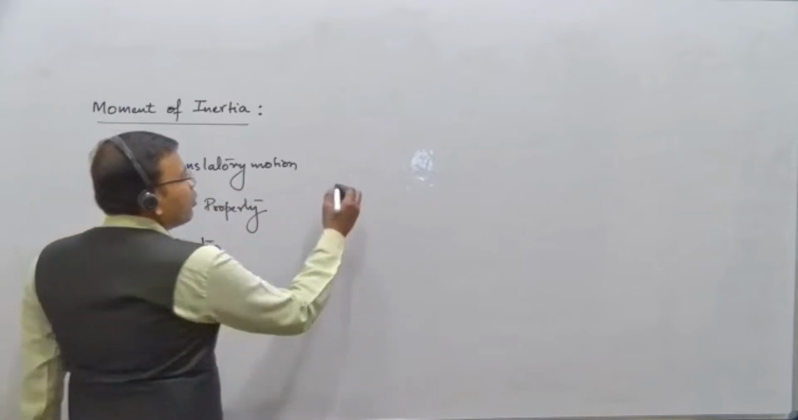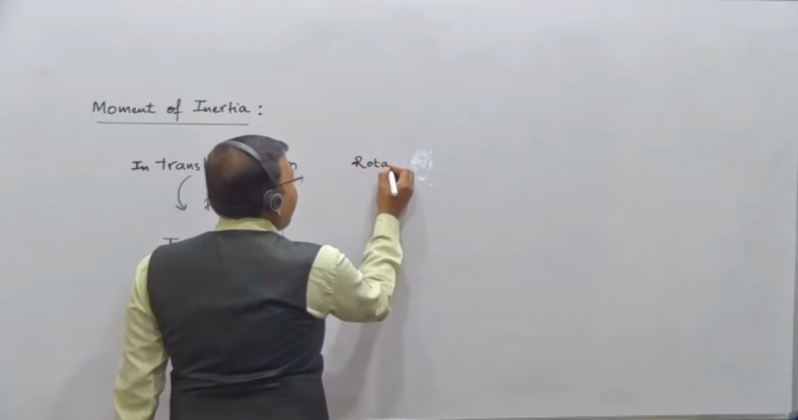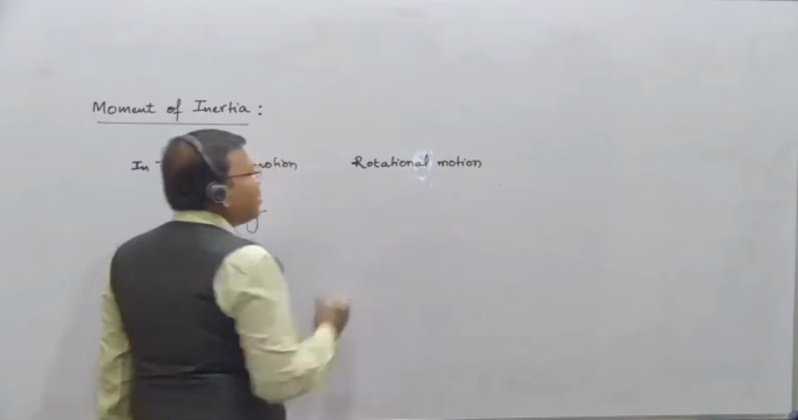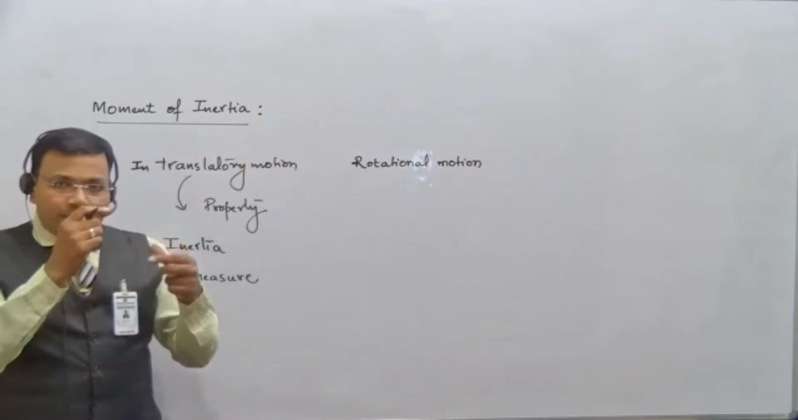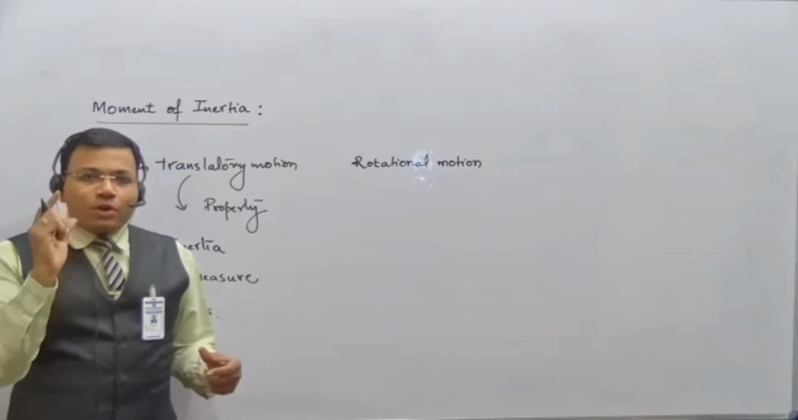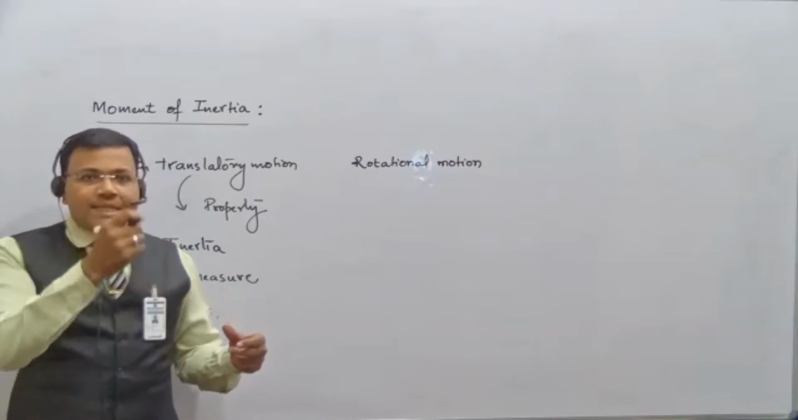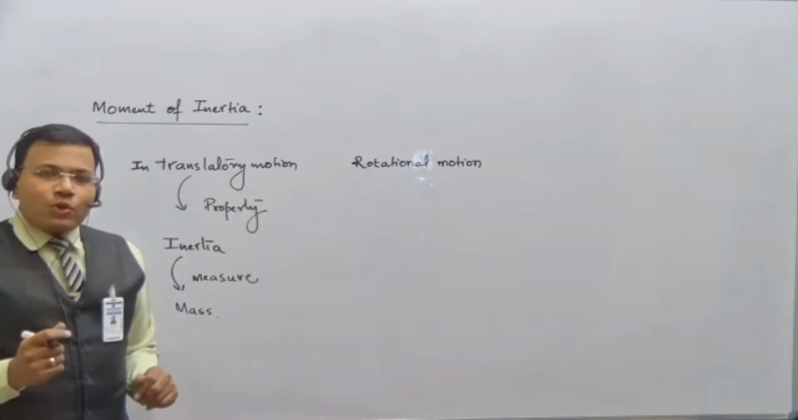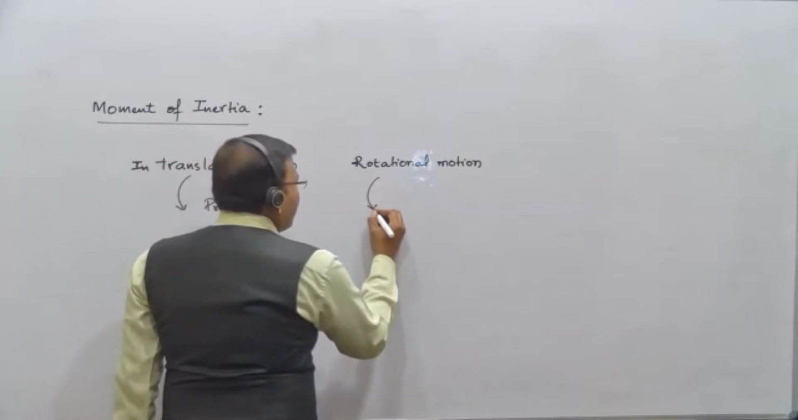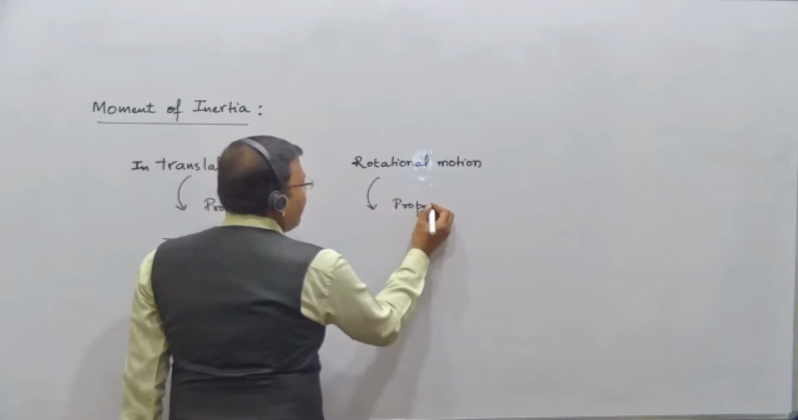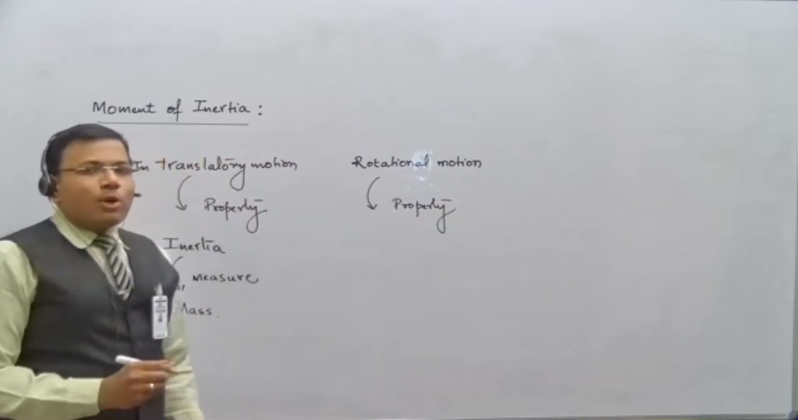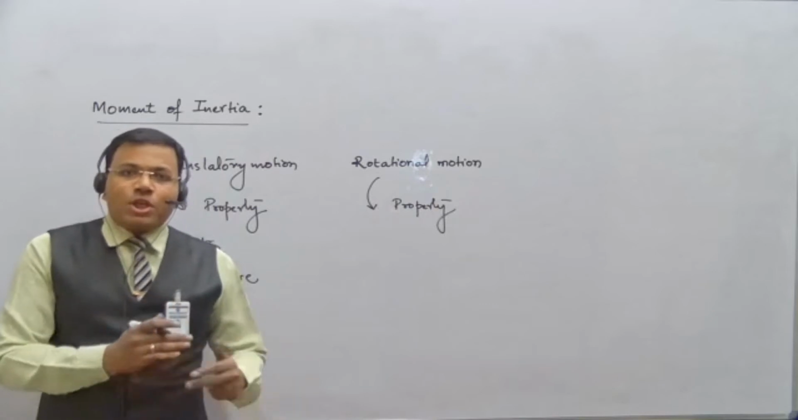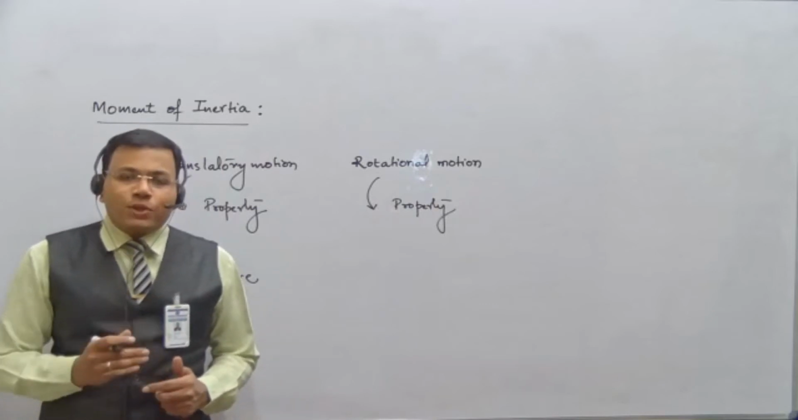Let us move on to rotatory motion, or rotational motion. What do you mean by rotational motion? Each and every particle of the object rotates, that is, revolves around a fixed axis. That is what we call rotation of the object. In rotational motion, again, one property is there. It is a property of the body, and this property will not allow the body to change its state of rest or the state of uniform circular motion.